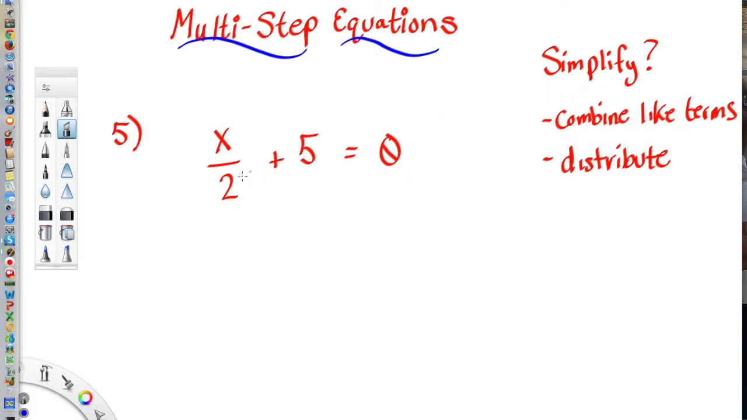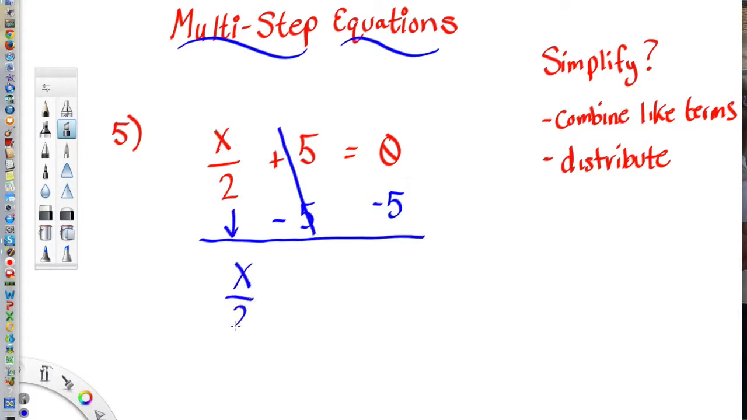It's not necessary here. So now I go to my next checklist and I see, is there anything being added or subtracted on the variable side? And the answer is yes. I'm adding a 5. Well, what is the inverse or the opposite of that? It would be subtract 5. And what I do to one side of my equation, I must also do to the other. If I take 5 away from this side, I need to take 5 away from this side. That cancels that out. I bring down my x over 2, or x divided by 2, is equal to a -5.